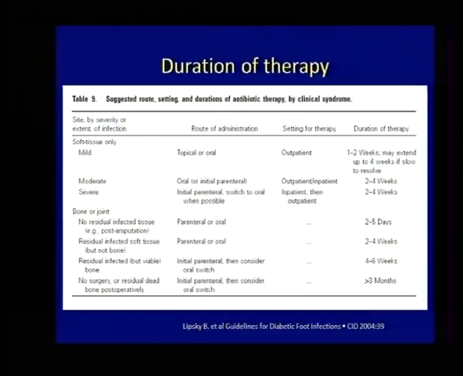Residual infection, 2 to 4 weeks. And if there is residual infection, or if surgery is not done, anywhere from 6 to 12 weeks of antibiotics may be necessary in managing osteomyelitis.